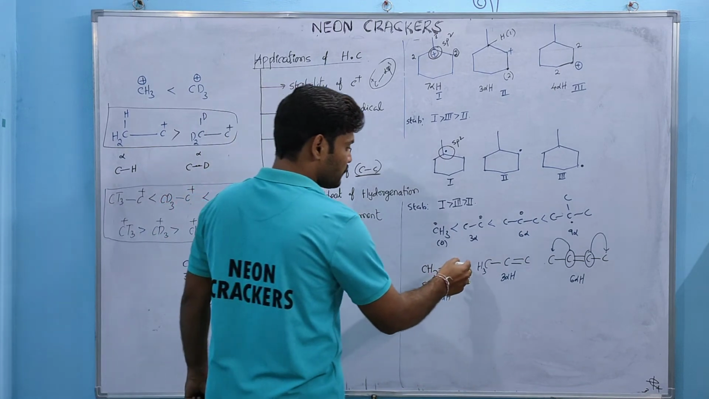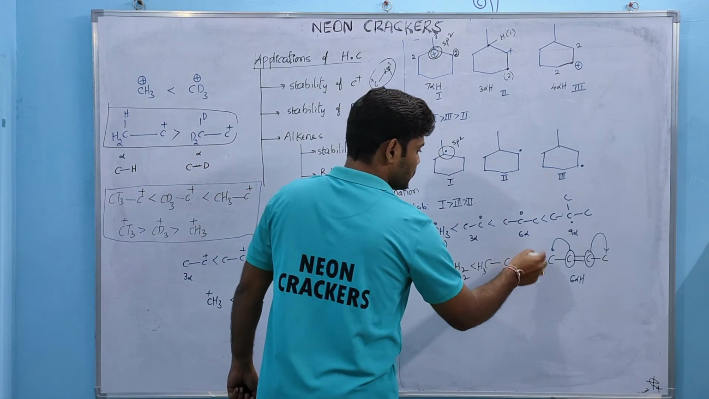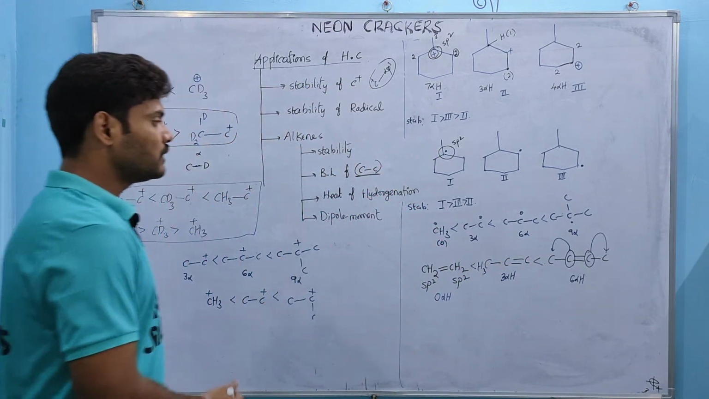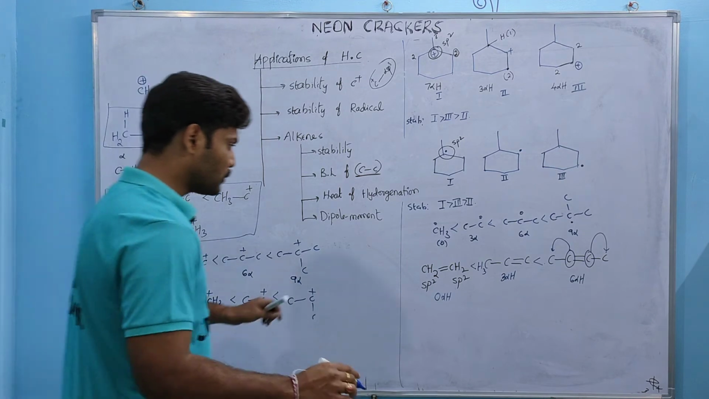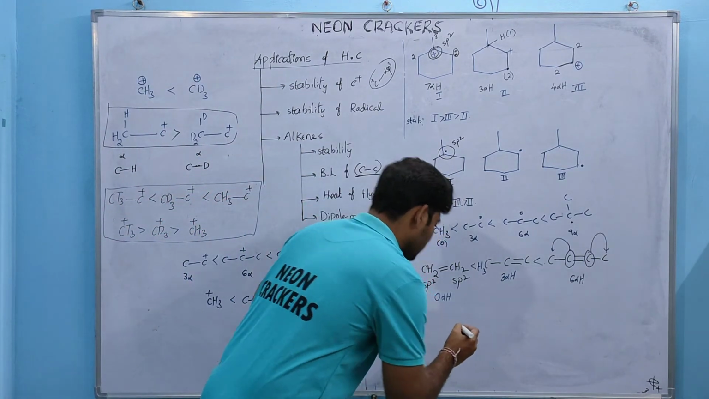So more number of alpha hydrogens, more it will be stabilized. This is the order of stability. Okay. And one more important factor here.